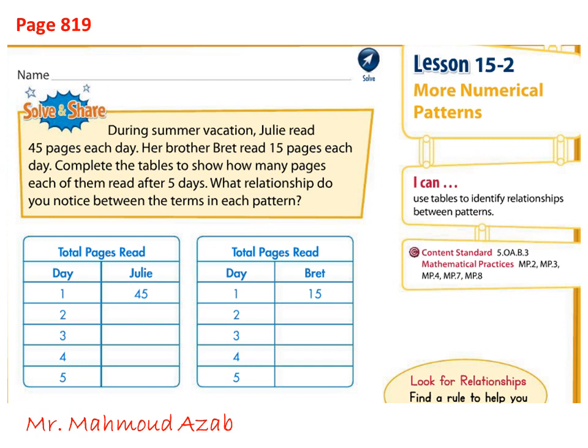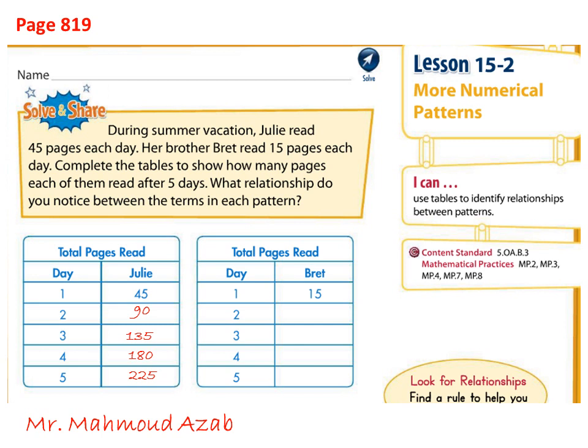Let's begin with Julie. In the first day, she can read 45 pages. After 2 days, it will be 45 and 45 more. So 45 plus 45 is 90. 90 and 45 pages more, 90 plus 45 is 135. Plus 45, 180. What's 180 plus 45? Yes, it's 225 pages.